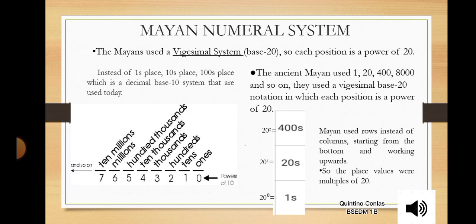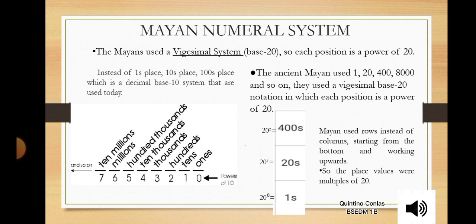Mayan numeral system: a vigesimal system. It is the system of writing of the Mayans. Under this system of writing, it has a base of 20, instead of the ones place, tens place, hundreds place, which is the decimal base 10 system that is used today. The ancient Mayans used 1, 20, 400, 8,000, and so on. They used a vigesimal, base 20 notation in which each position is a power of 20.